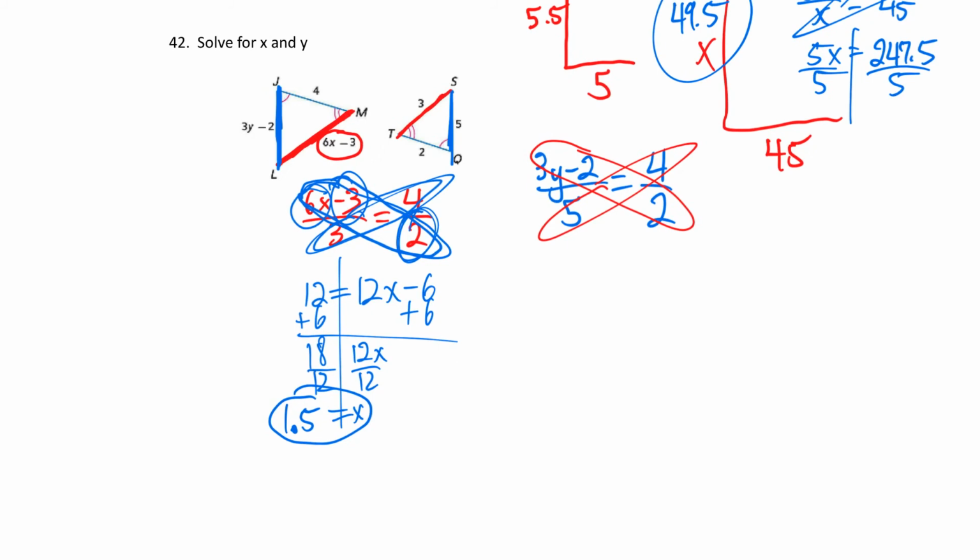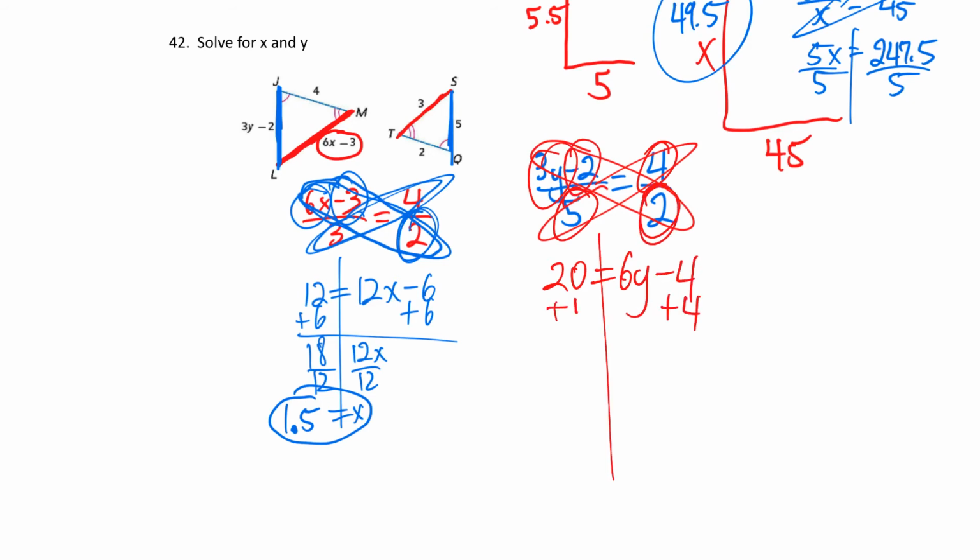And this next one, when we multiply 5 times 4 is 20. 3y times 2 is 6y, and negative 2 times 2 is negative 4. Add 4 to both sides. 24 equals 6y divided by 6. Y equals 4.